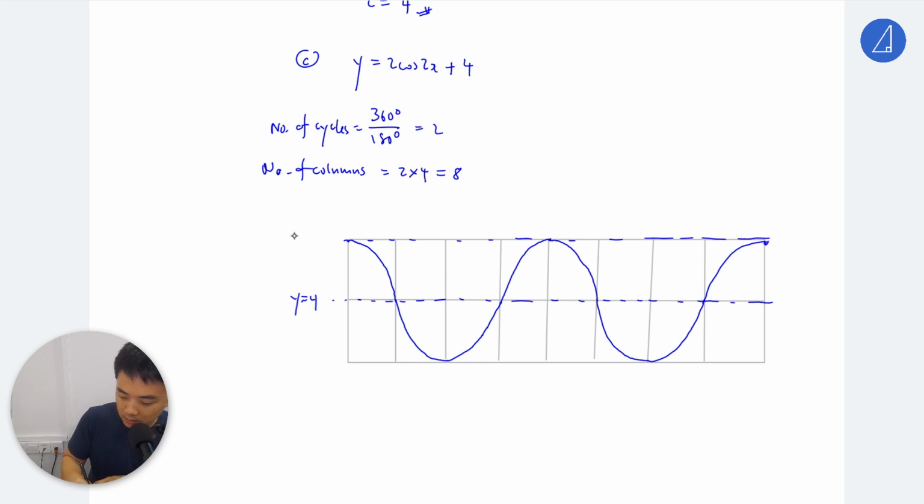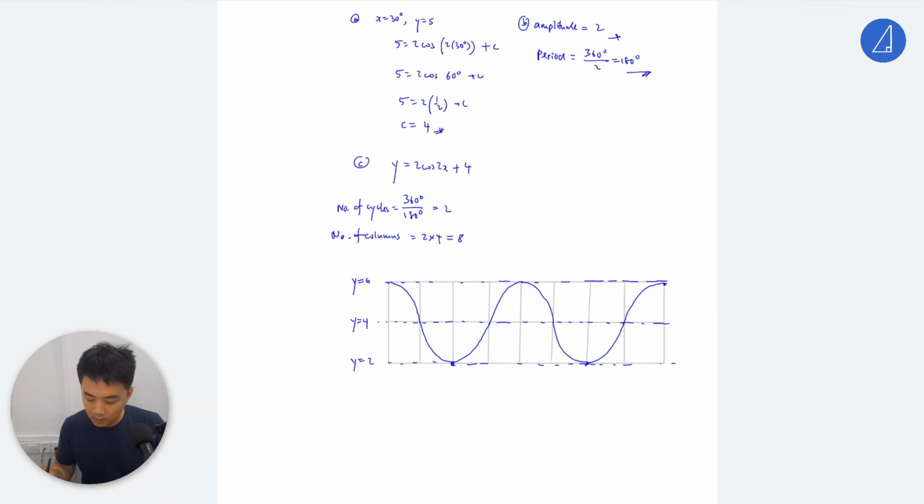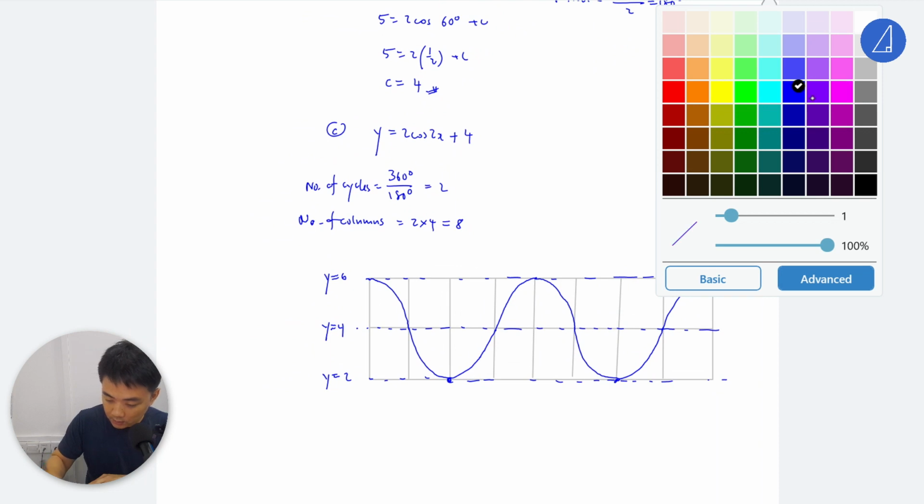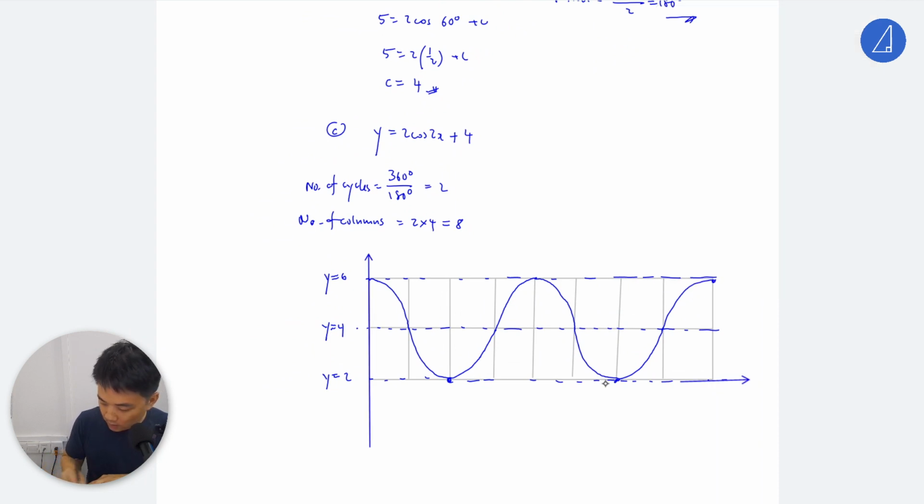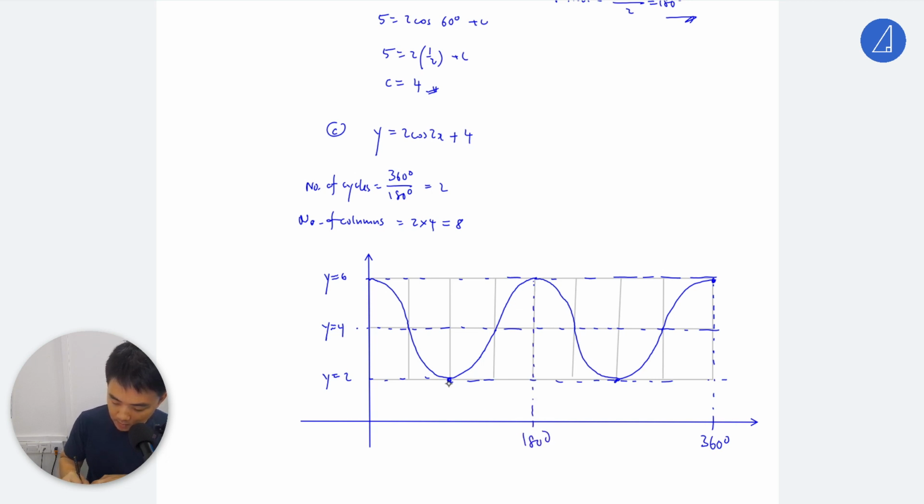this is 6, this is 2. Now you can add the axis in, so the axis will be here, this is 2, so about here. This will be 360. This will be 180. This will be 90. This will be 270.